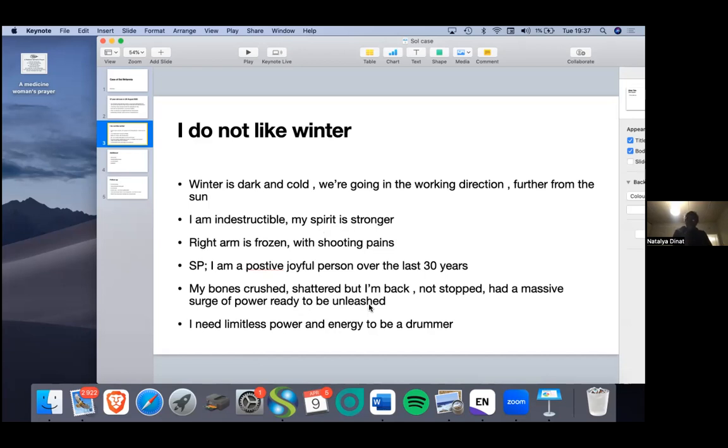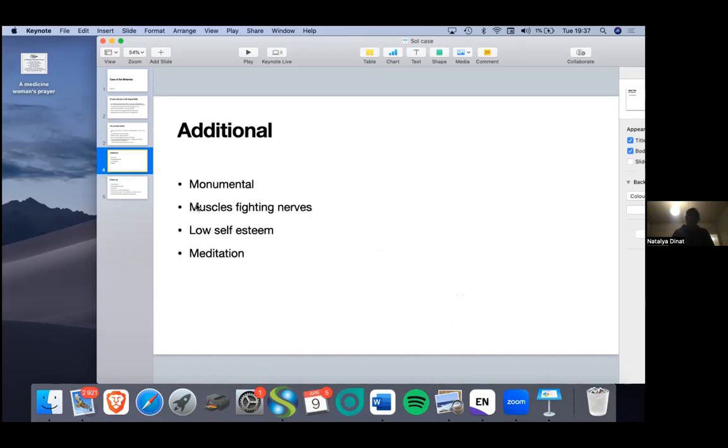So that's how he described his drumming, with this massive surge of power, unleashing. He is a powerful drummer, but the way he describes it, you know. And then he says, again spontaneously, I need limitless power, which is speaking exactly to Sol, limitless power and energy to be a drummer. So some other words that came up: monumental, my muscles are fighting, my nerves are fighting. I have low self-esteem, and he does a lot of meditation.